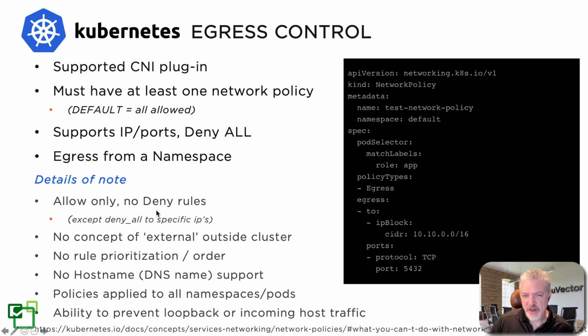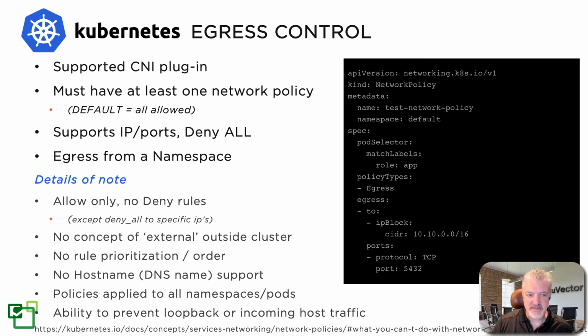So there was talk, I think, in version 1.20 of Kubernetes that they were going to start supporting deny rules. I think that got pushed out a little bit. So still, as of today, there are only allow rules. There is no deny specifically to this IP block or things like that. No concept of external outside of the cluster.